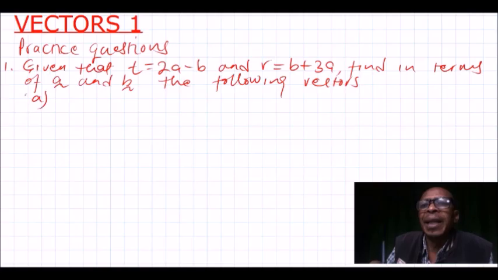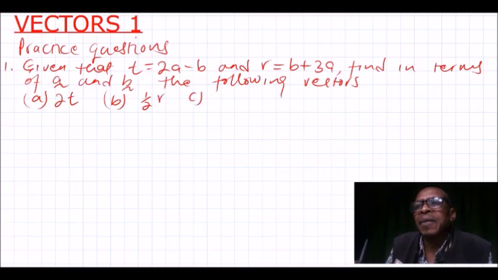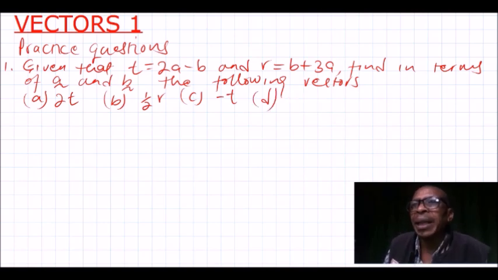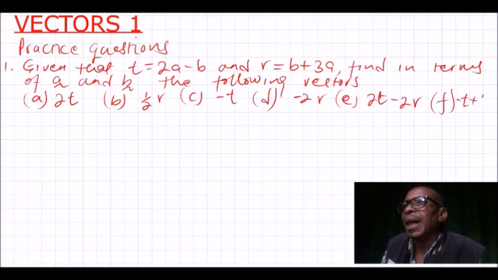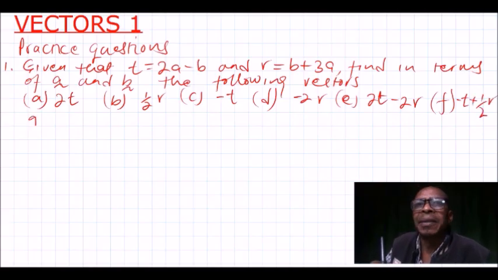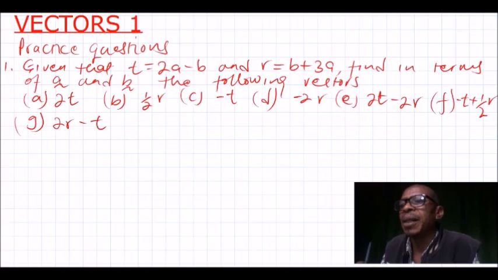So you have A, 2T, B, we have a half R, C, we have minus T, D is equal to minus 2R, E, we have 2T minus 2R, F, we have minus T plus a half R, G, we have 2R minus T. So you can write those vectors in terms of A and B.